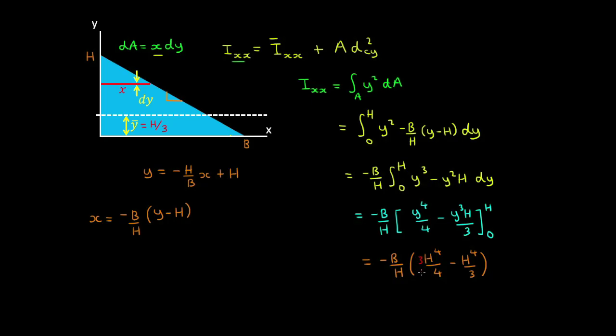So that would be 3 on 12. And 1/3 is 4 on 12. So we get minus b on h multiplied by minus 1 on 12 by h to the 4. So therefore, Ixx is bh cubed on 12.